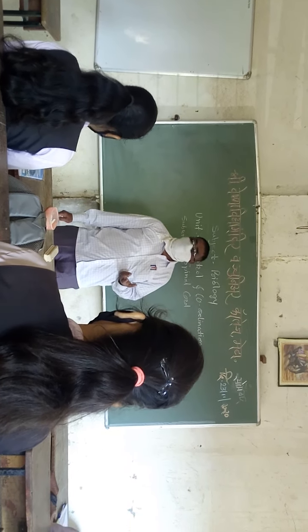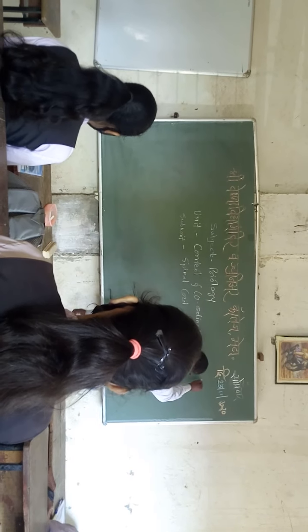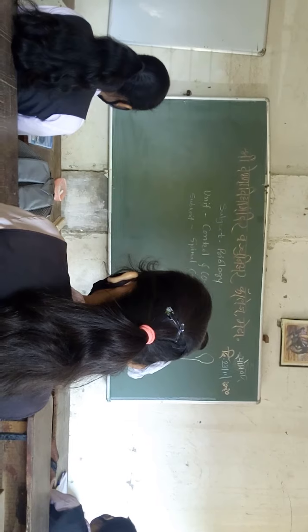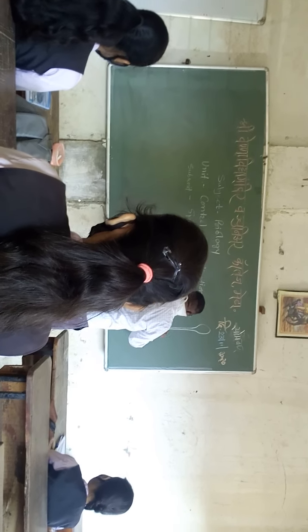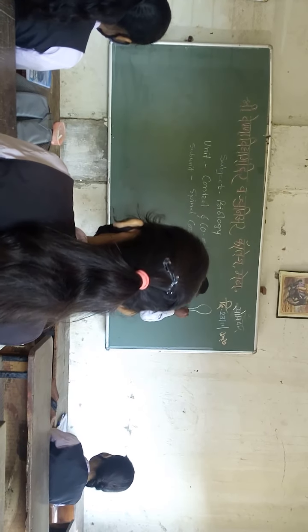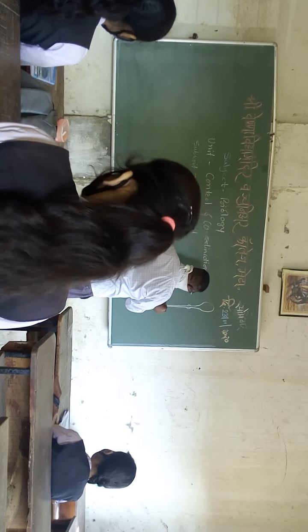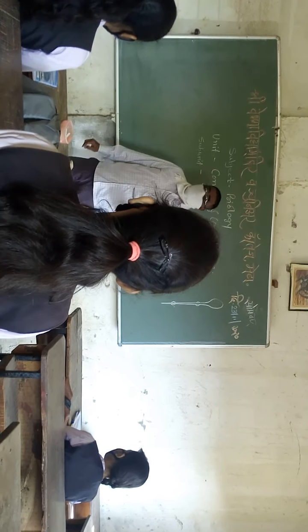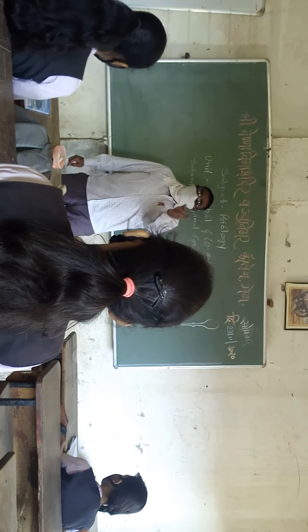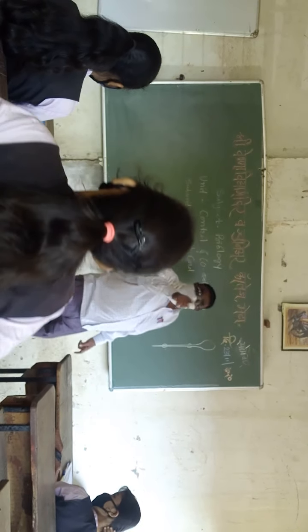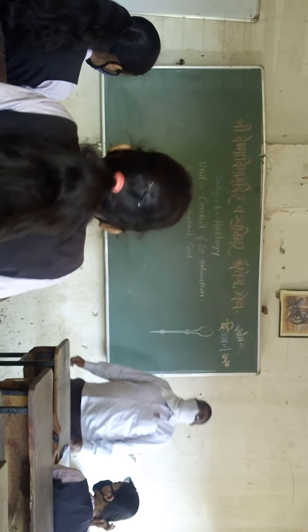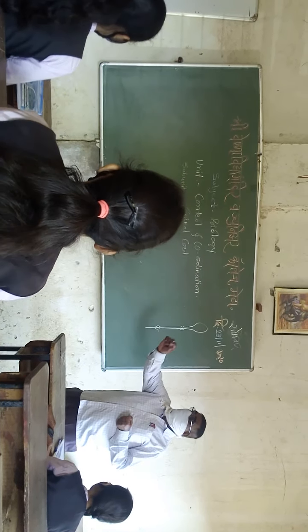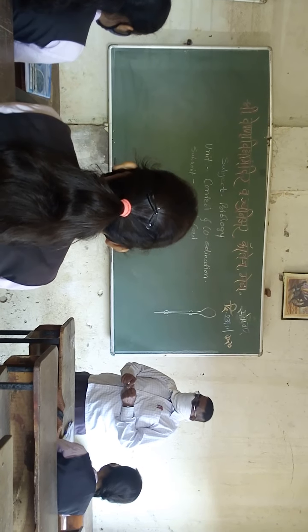You know, the brain is like this, and from it a cord-like structure appears. This structure is called the spinal cord. It means that from the medulla oblongata, behind it, the nerve cord appears. This is called the spinal cord.